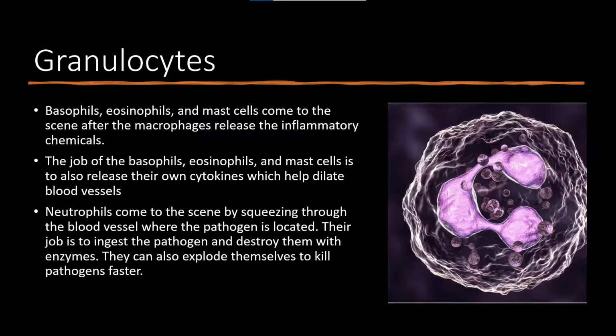As in the previous slide, the cytokines attract other immune cells, and those cells are called granulocytes. The cells that are granulocytes consist of basophils, eosinophils, mast cells, and neutrophils. The job of the basophils, eosinophils, and mast cells is to also release cytokines like the macrophages, which help dilate blood vessels. When the blood vessels are dilated, this allows neutrophils to squeeze through the walls of the blood vessel and go to the area where the pathogen is located.